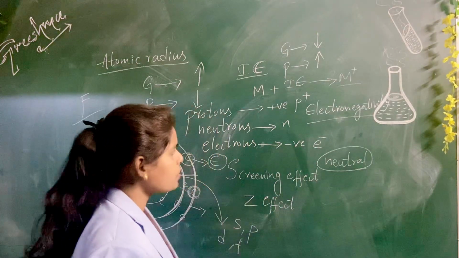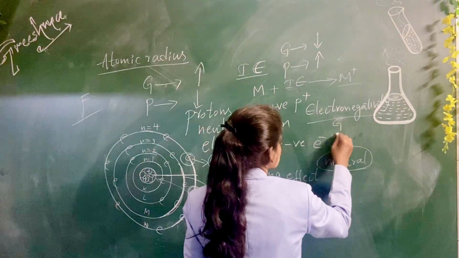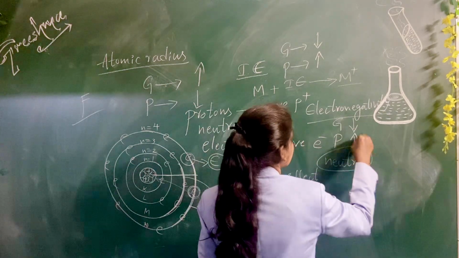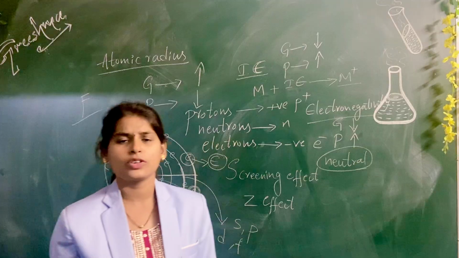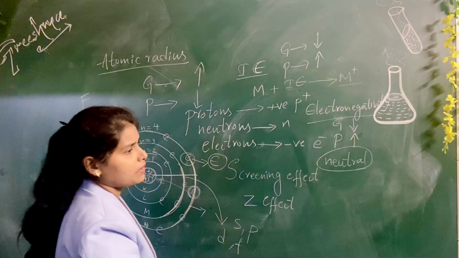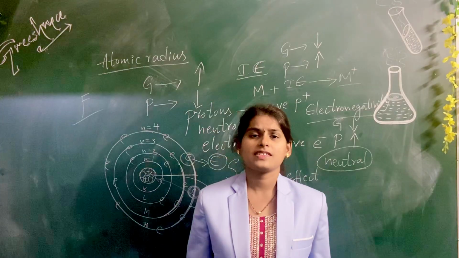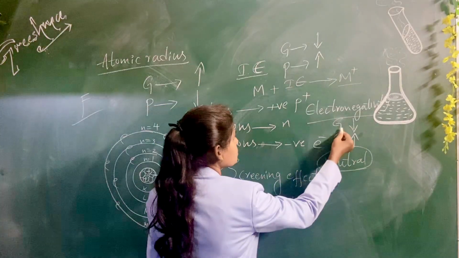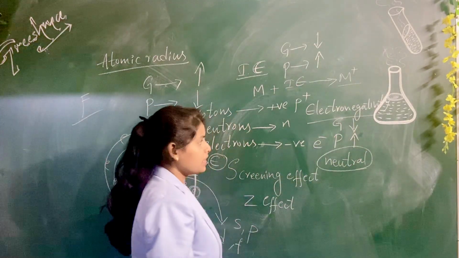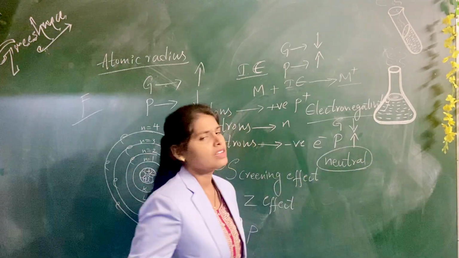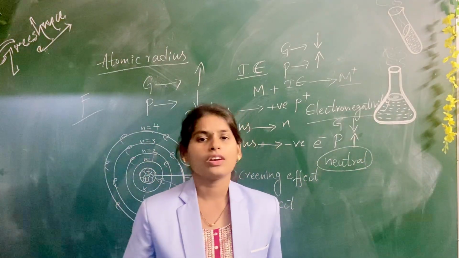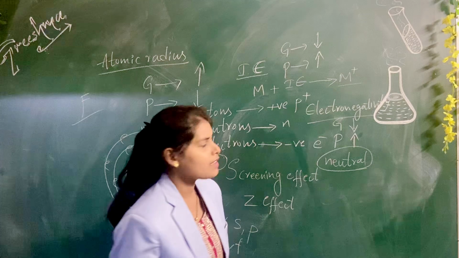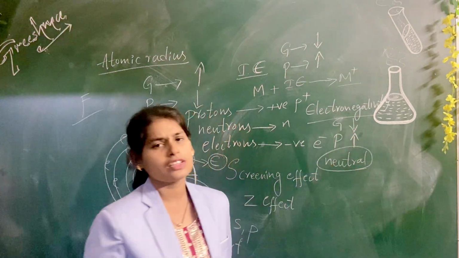Talking about groups and periods, what happens to electronegativity? In groups, electronegativity is going to decrease, and in periods it increases. Why does electronegativity decrease in a group? Because as we move from top to bottom in a group, atomic radius is going to increase, and due to screening effect and increase in atomic size, electronegativity decreases. In periods, electronegativity is going to increase because as we move from left to right in a period, atomic radius decreases and the nuclear charge increases. As a result, electronegativity increases in the periods.